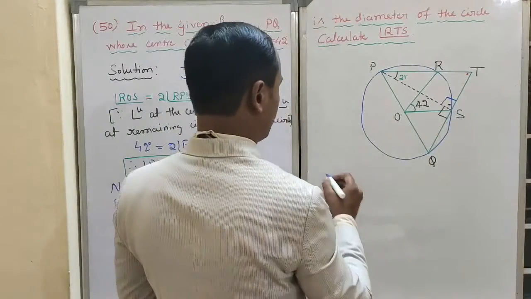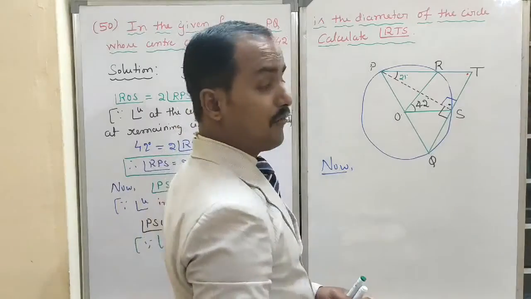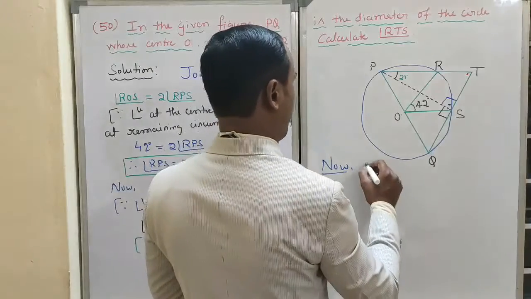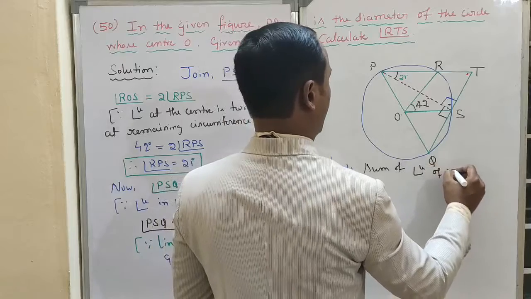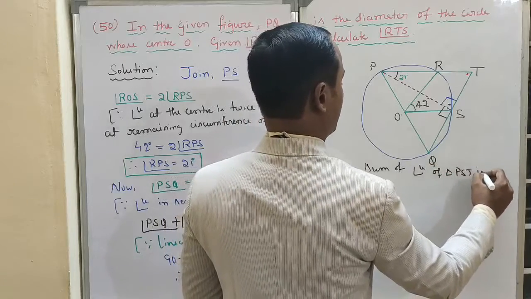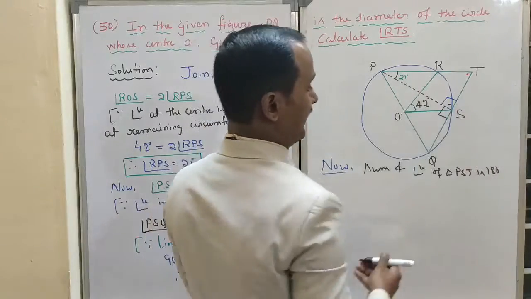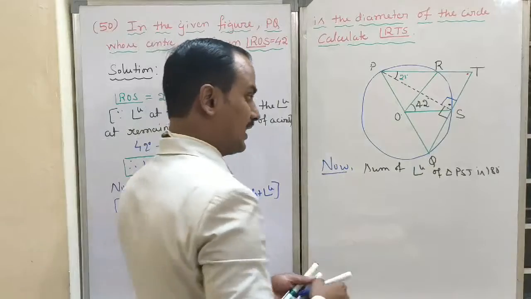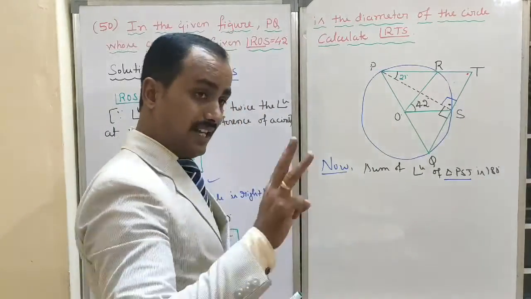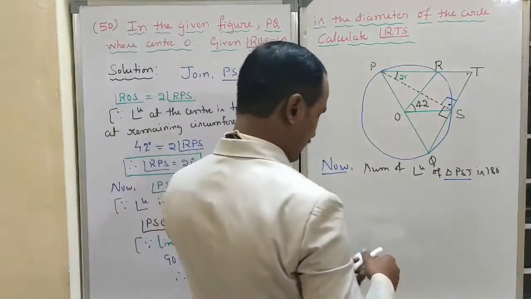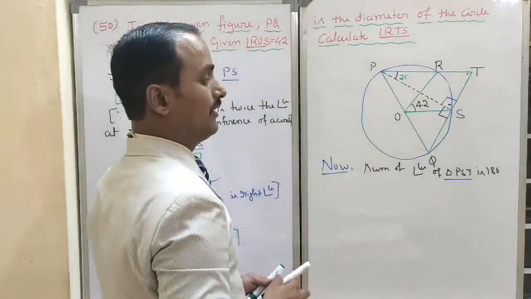Now dear children, now sum of angles of triangle. Sum of angles of triangle PST is 180 degree. Which triangle? Triangle PST. In a triangle, how many angles will come? 3 angles. Sum of angles of triangle PST is 180 degree.